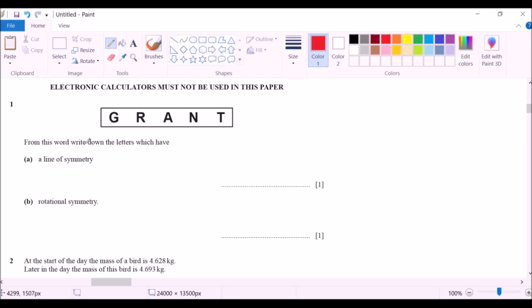From this word, write down the letters which have a line of symmetry. A is a line of symmetry. This side is exactly as that side. So A is a line of symmetry. Also, T is a line of symmetry. If we put a line of symmetry there, this left-hand side is the same as the right-hand side. So T is a line of symmetry. No other letter has a line of symmetry.